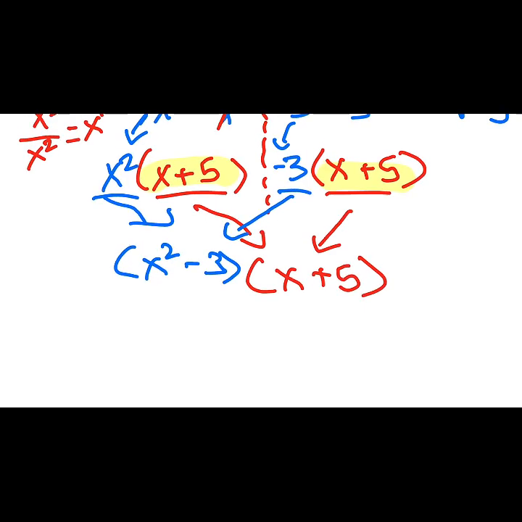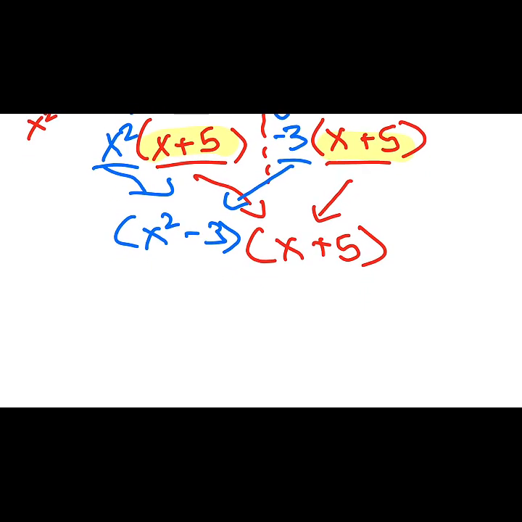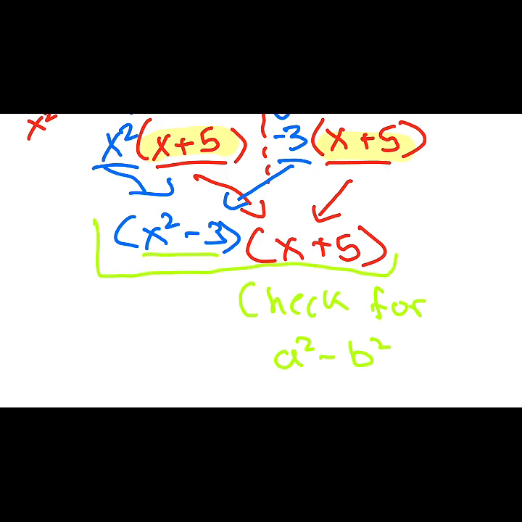Now, the important part here is to check for the difference of squares. Say it again. Check for a squared minus b squared. And you can kind of see here, x squared minus 3. Is that difference of squares? No. 3 is not a perfect square, so we are just done here. This is the final answer. But again, you have to keep an eye out for that.